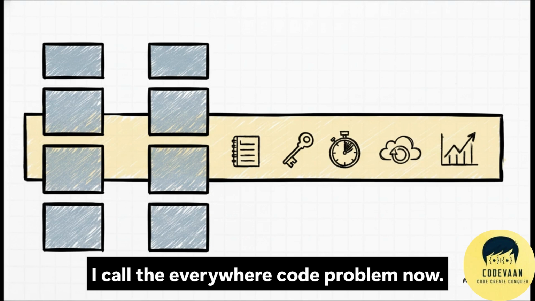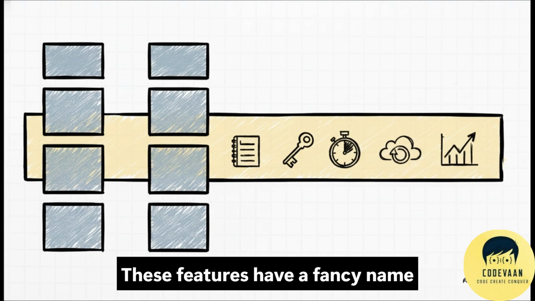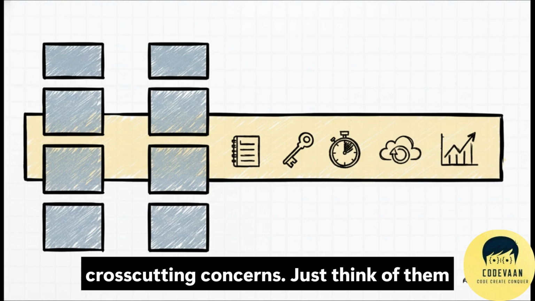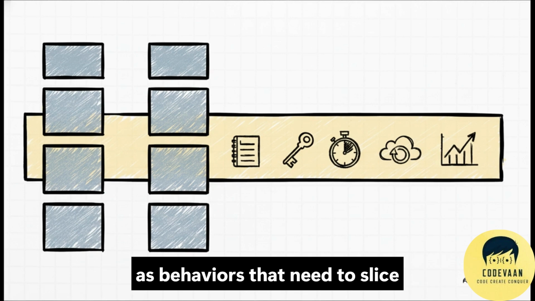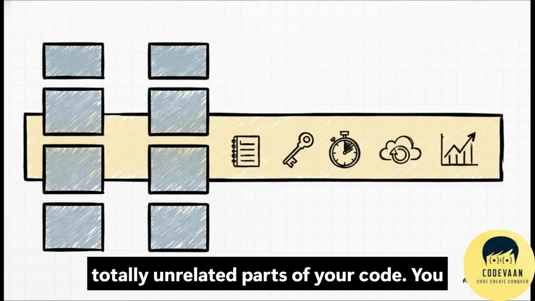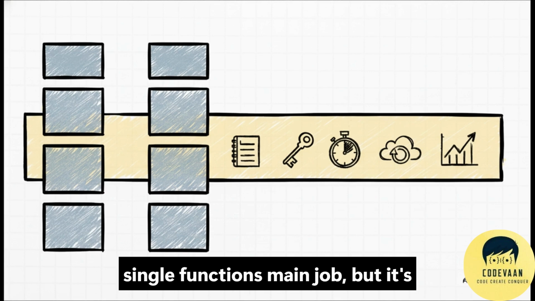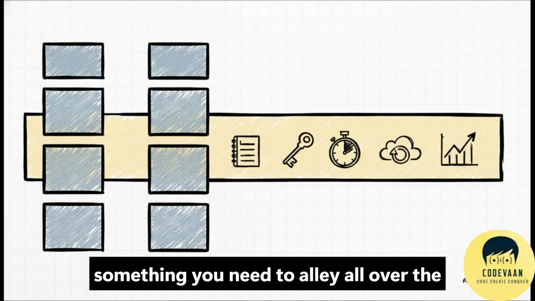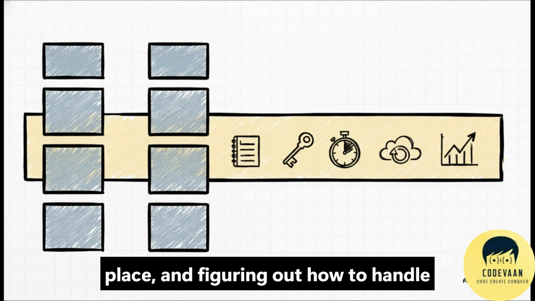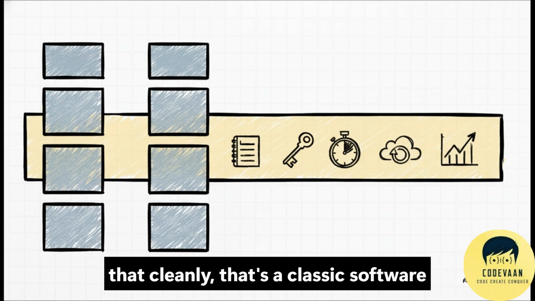Now, these features have a fancy name: cross-cutting concerns. Just think of them as behaviors that need to slice horizontally across many different, totally unrelated parts of your code. Logging isn't really part of a single function's main job, but it's something you need to apply all over the place. And figuring out how to handle that cleanly, that's a classic software design challenge.